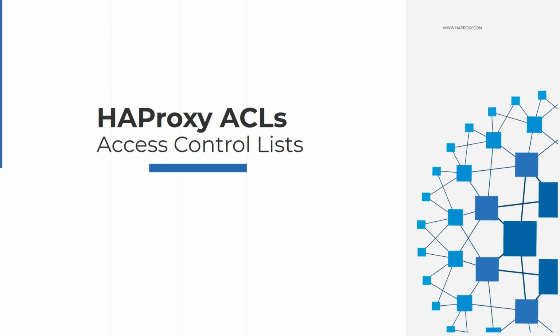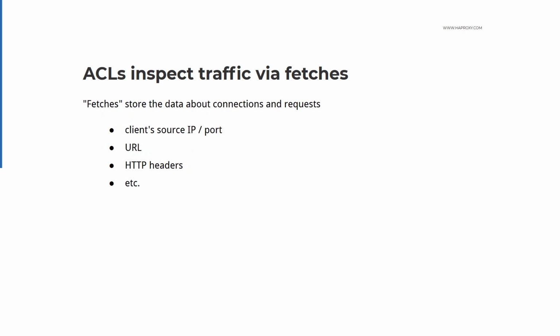Here's how they work. As traffic flows through your load balancer, various data about the requests are captured into variables. Those variables are called fetches. Examples of fetches are the client's source IP address and port, the URL that was requested, the HTTP headers attached to the request, and other data associated with the client or message.